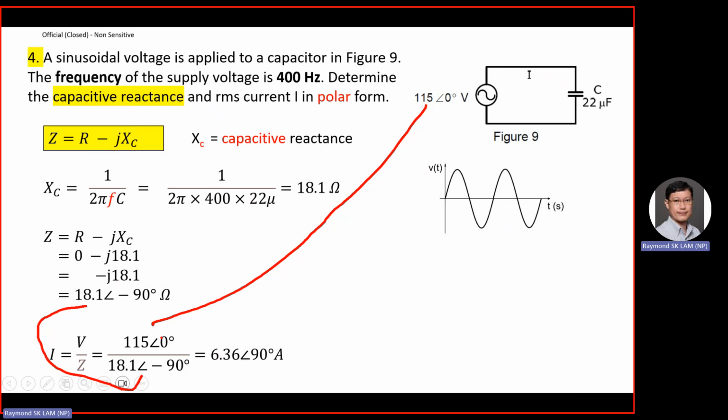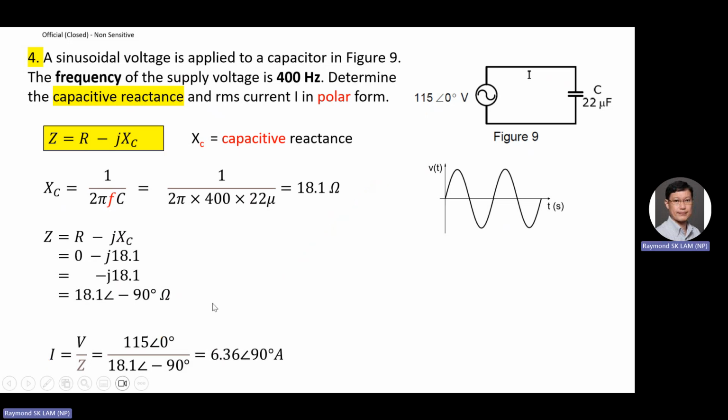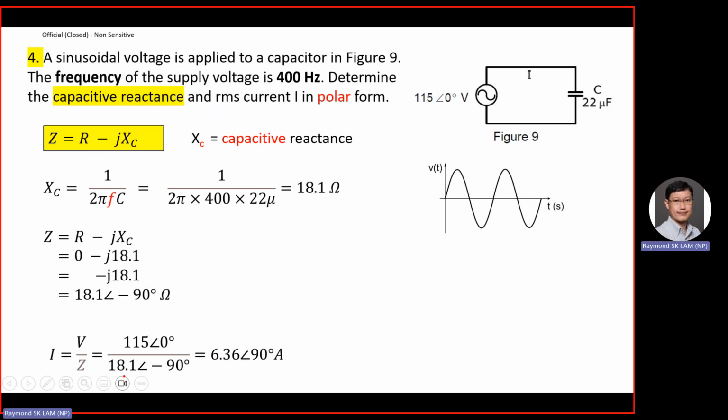Now second step. How do you do the division? You can split it into two parts. The first part is the number. The second part is the angle. So we do the number first. Very simple. The number, basically you look at this one: 115 divided by 18.1. This is the ordinary number, so you just use the ordinary way to do it. You just press the calculator, 115 divided by 18.1. You should get 6.36. You can try.